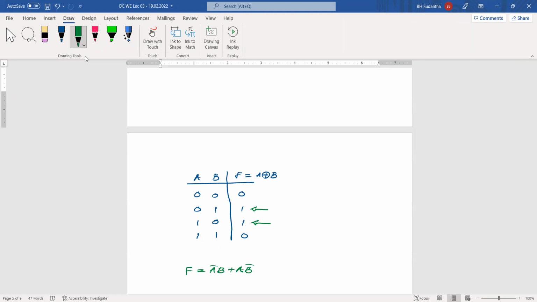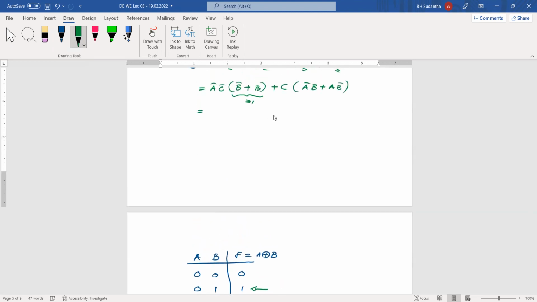Okay, but what is F? From the top, you know that this is A exclusive OR B. Then whenever you see A bar B plus AB bar, instead of this part, straight away you can write this is exclusive OR. Then the new rearranged equation you can write is A bar C bar plus C (A exclusive OR B).